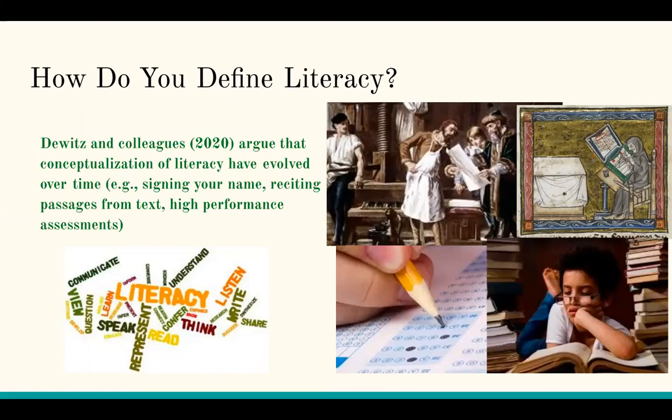So DeWitt and colleagues argue that conceptualizations of literacy have actually evolved quite a bit over time. They point out that this can include early definitions of literacy that might involve signing your name or reciting passages, and perhaps more contemporary understandings of literacy might also be heavily influenced or shaped by high stakes performance assessments. So again, we want to just make sure we're reflective of our own ideas, how we define literacy success, and consider how that might influence the way we interact with our students and families and define literacy.